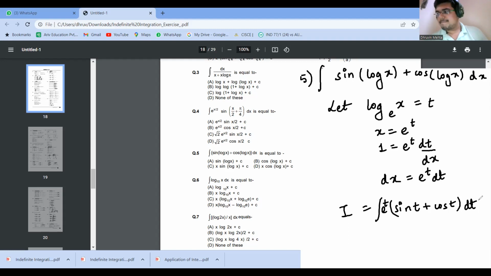Yeah. So it's done. What is the answer? E raised to t sin t plus c. Yes, correct. E raised to t sin t, and e raised to t is x. This will be sine of log x. That's the answer, plus C. Write this, guys. Write this.